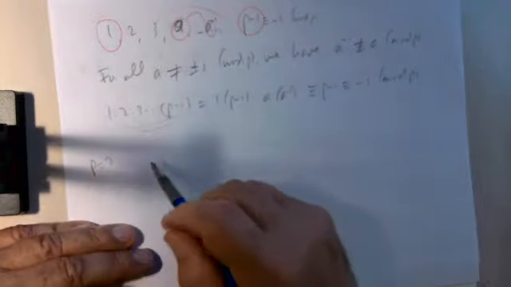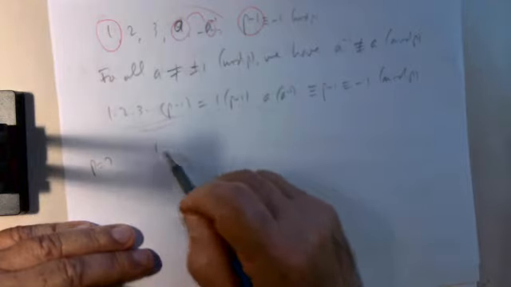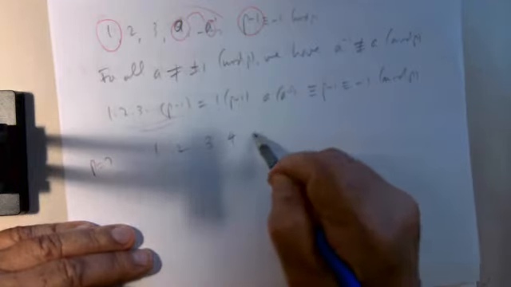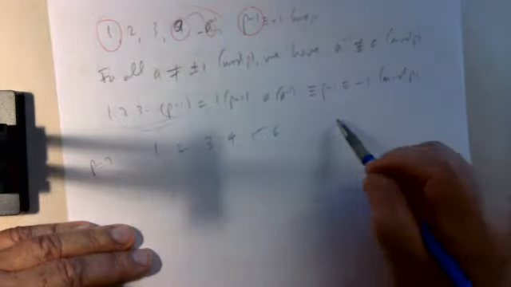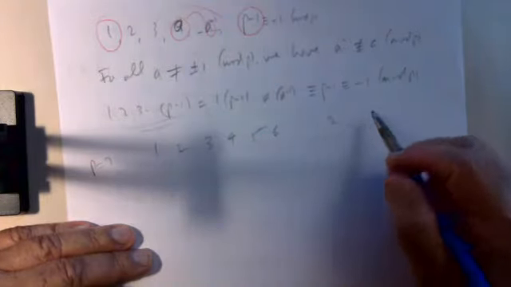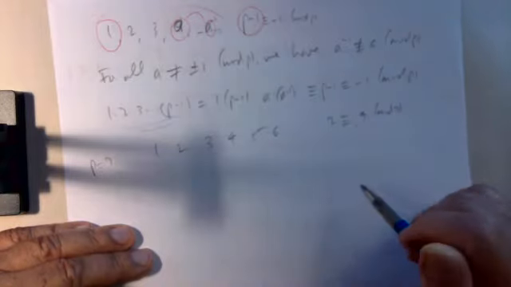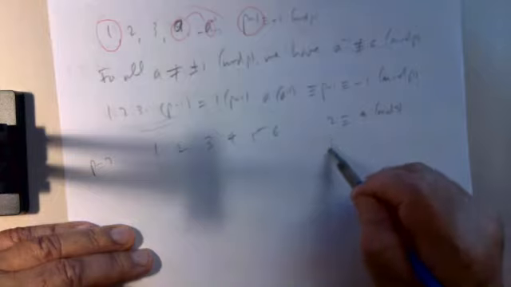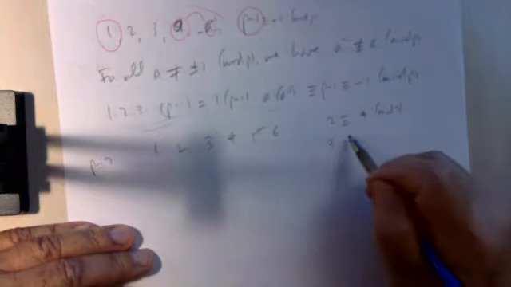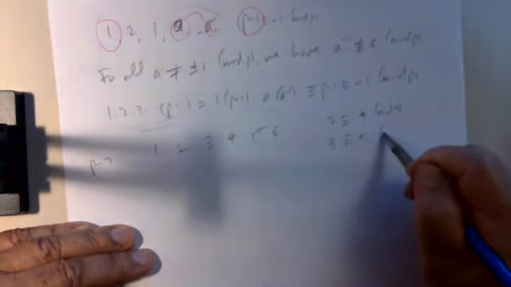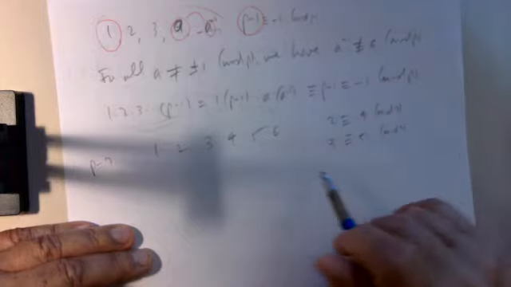Let me do an example just to show what this really means. Suppose I take P equals 7. So I have the numbers 1, 2, 3, 4, 5, and 6. Now, what's the inverse of 2 mod 7? 2 is congruent to 4 mod 7. 3 is congruent to 5 mod 7.